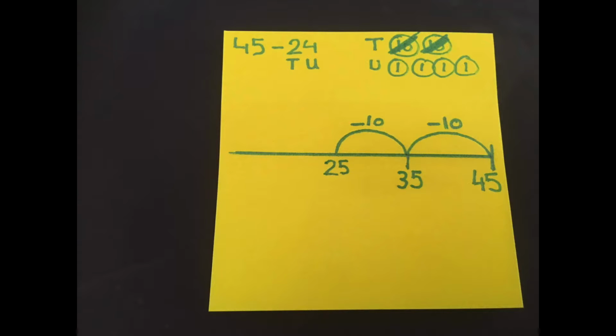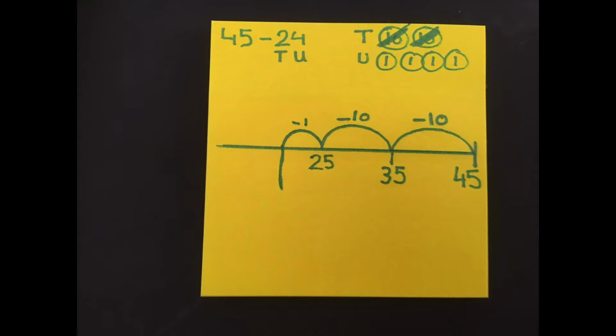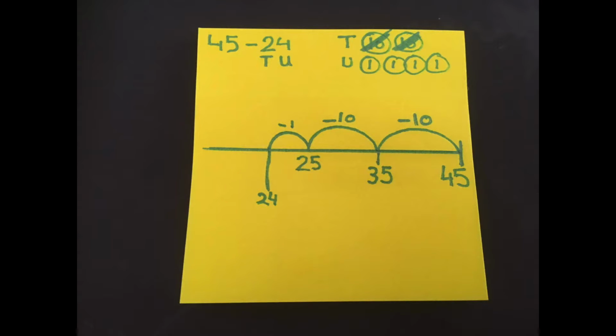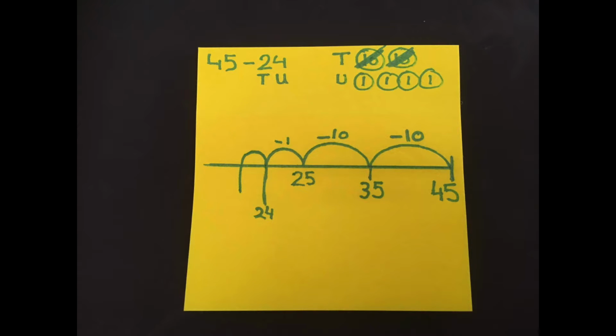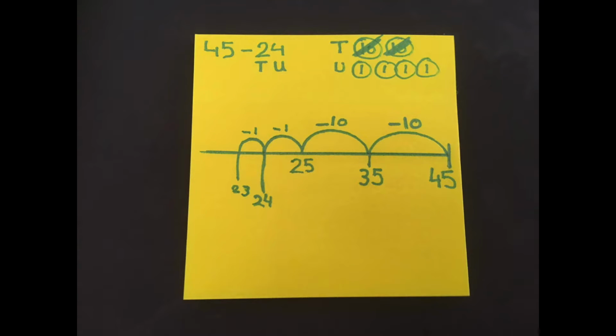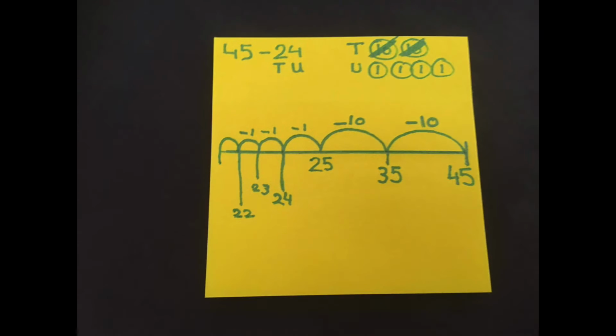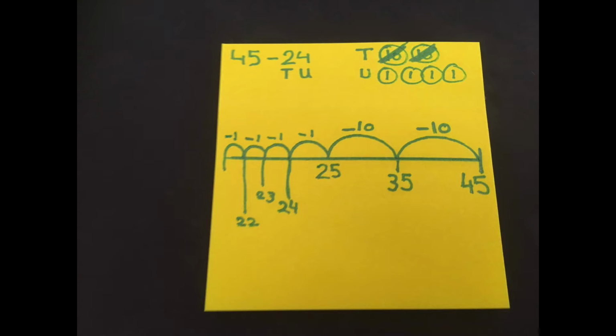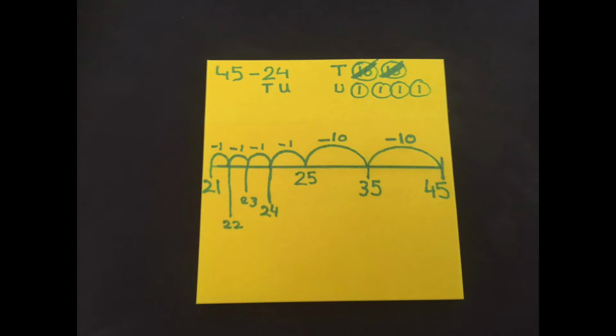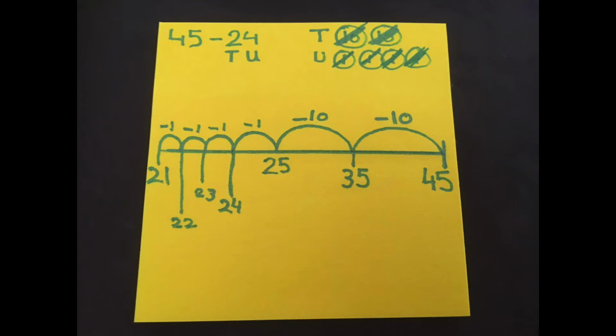You've got 4 of these units, so from 25 you take away 1 to get 24. Then from 24 you take away 1 to get 23. From 23 you take away 1, so you get 22. And the last one, 22, take away 1, you'll get 21. This final number should be 21, and you can always check by counting up those units above and crossing them out as a way of double checking.